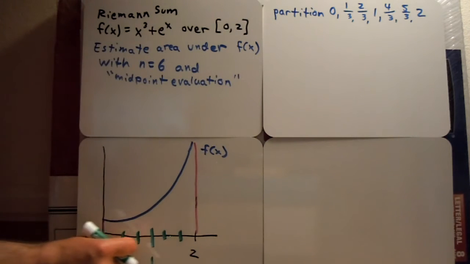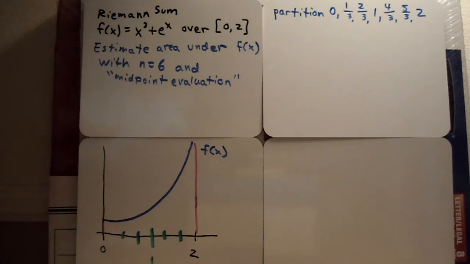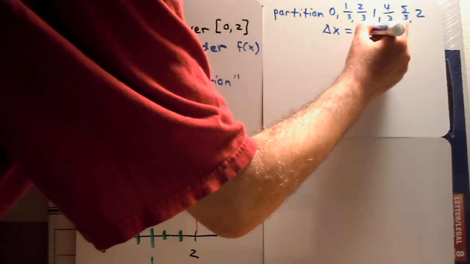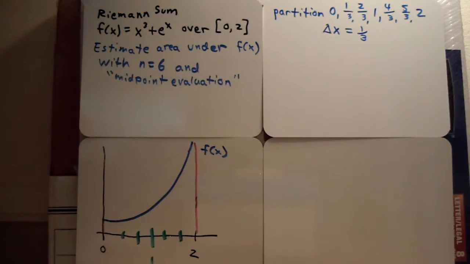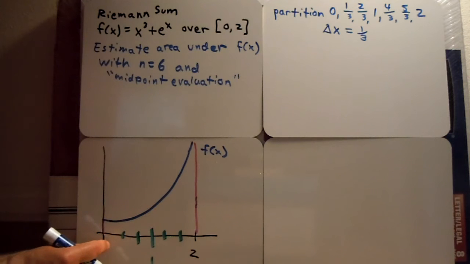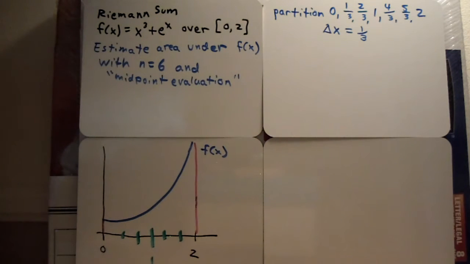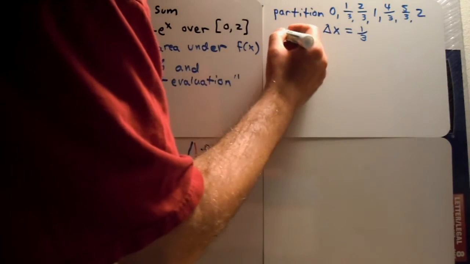So the width of all these boxes is going to be 1/3, and that's what we refer to as delta x, 1/3. And so to find the areas, we're going to do 1/3, the width of the subintervals, multiplied by the heights of the boxes. Now the heights of the boxes are going to be determined by the functional value at the midpoints of the subintervals.